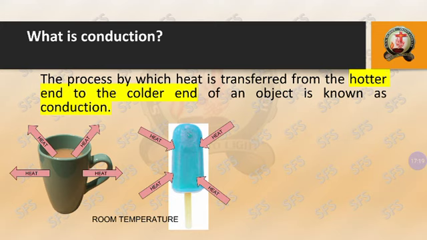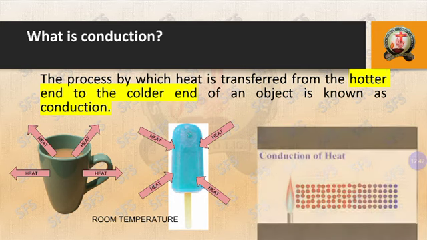The surrounding will be too hot. So what will happen? It will try to transfer the heat from the surrounding to itself. So that's the reason why the ice will start melting. Here you can easily understand how the transfer of heat, or conduction, takes place from a hot region to a cold region.